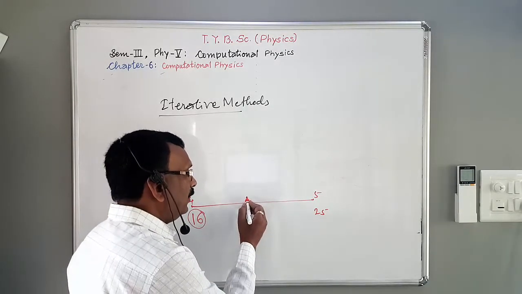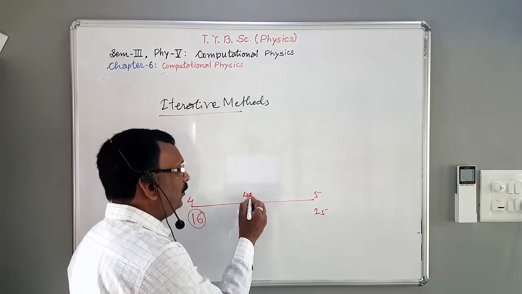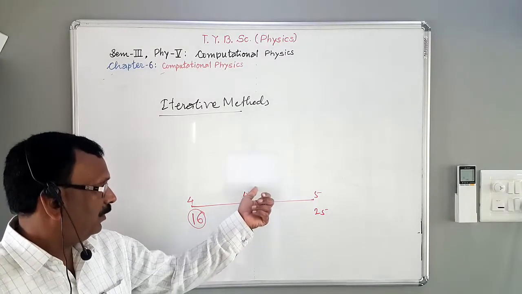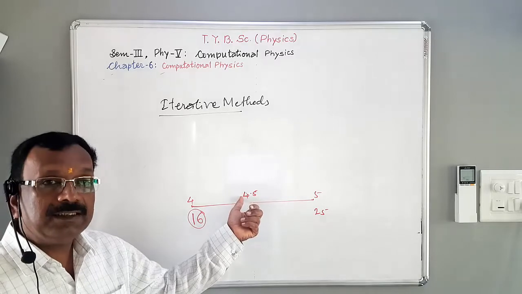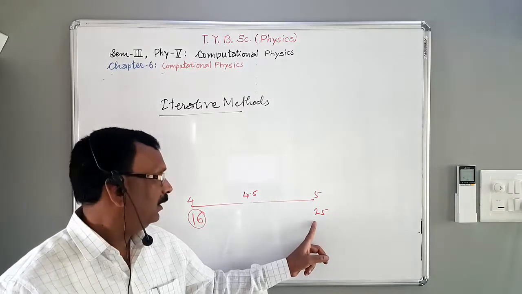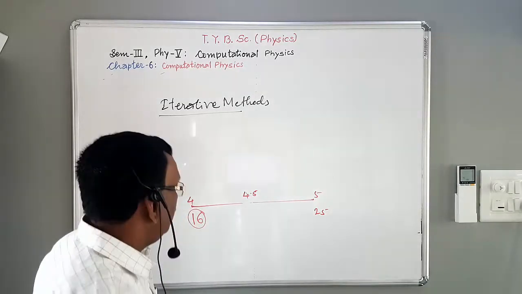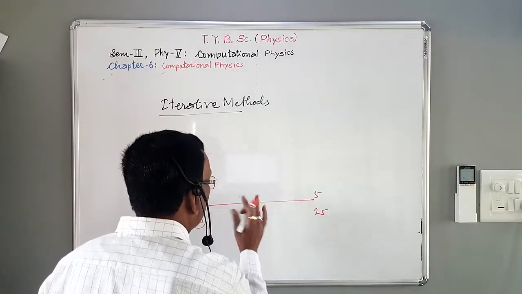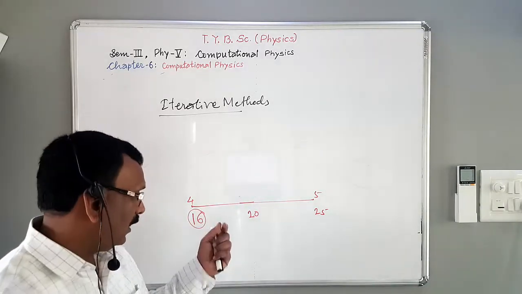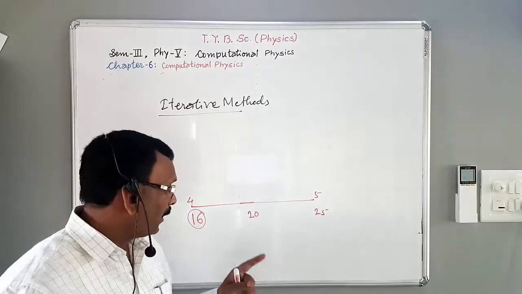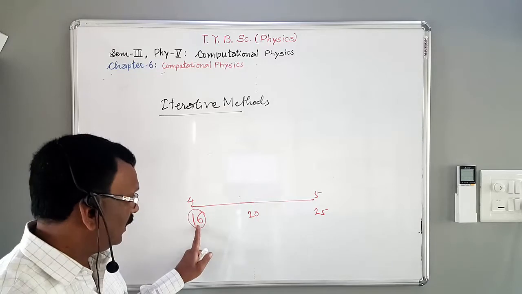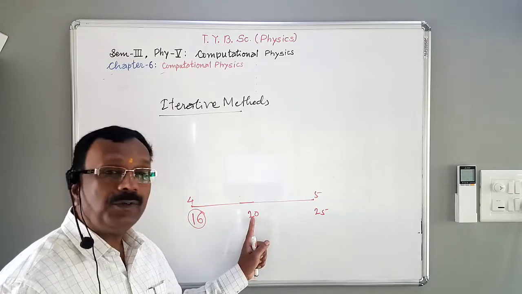Now, if we are given a number 4.5, we can guess that the square of this number 4.5 lies between 16 and 25. Or if we have a number, say 20, and we have to find the square root of 20, then what is the closest number? 16 to 20 and 25 to 20.